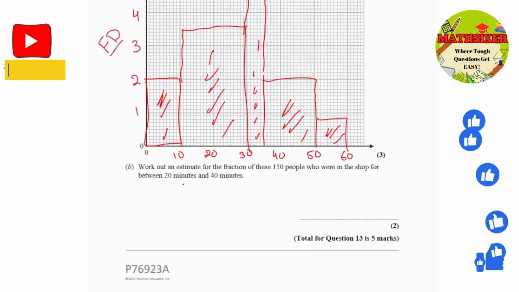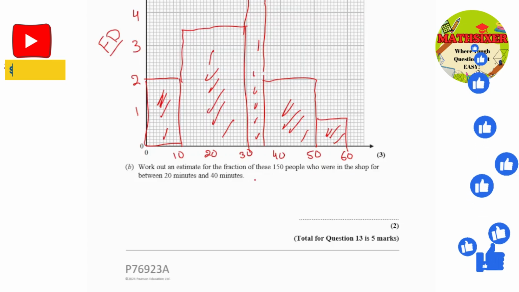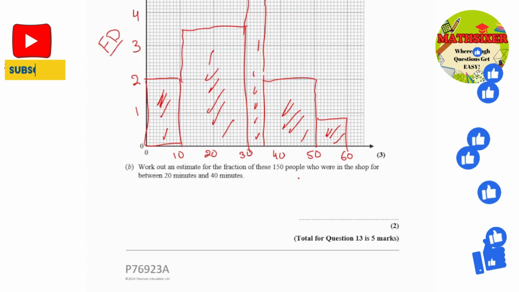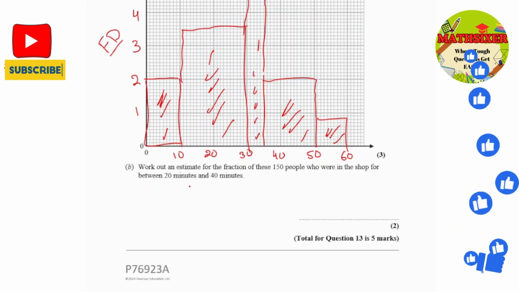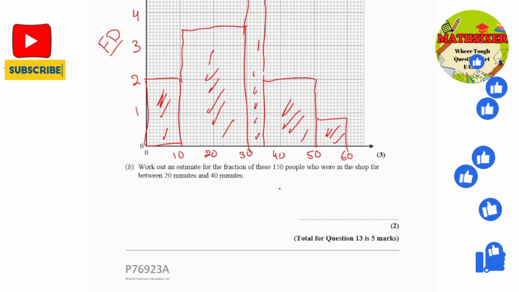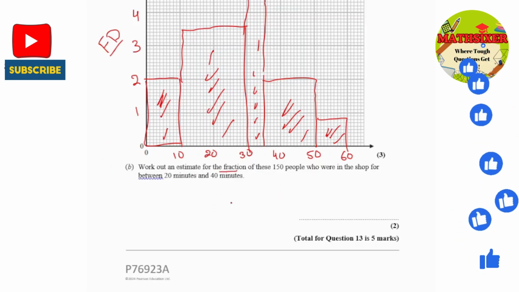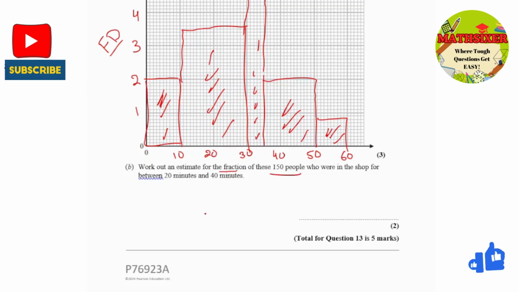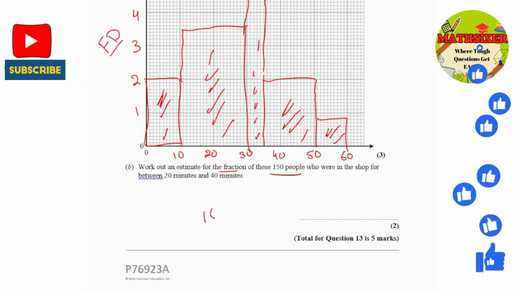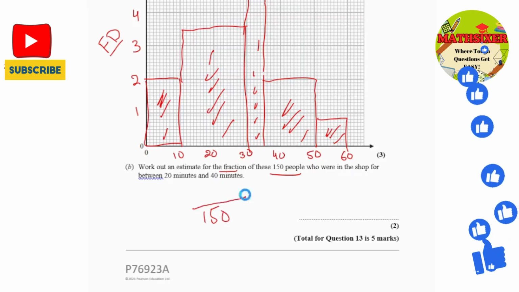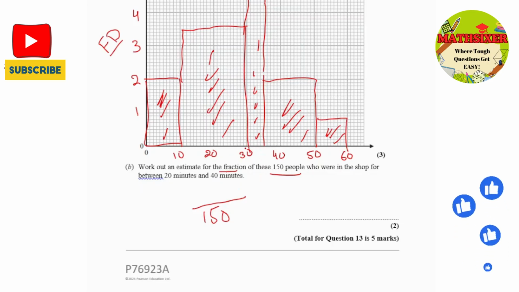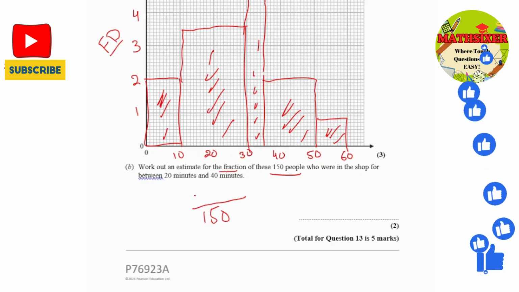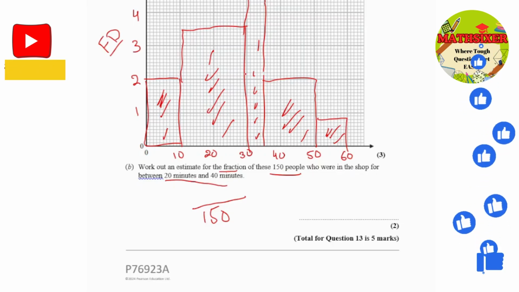And the next part says work out an estimate for the fraction of these 150 people who were in the shop for between 20 minutes and 40 minutes. So we have to write it down as a fraction. And how many people are there? 150. So we clearly see that our denominator is 150. Now we need to find out from where to where, from 20 to 40.